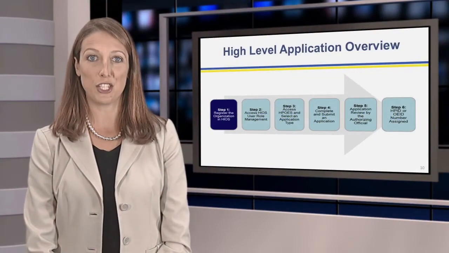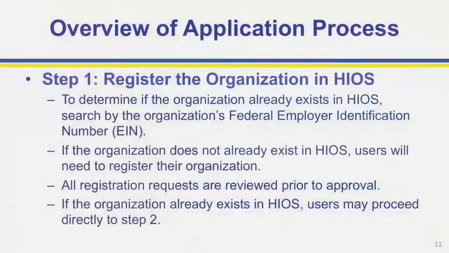The first step is registering the organization in HIOS. To begin the application process, you will need to register the organization within HIOS. We currently have a large database of organizations in the system. If your organization already exists in HIOS, you may proceed directly to Step 2 of the application process, which we will discuss next. In order to determine if your organization is registered, you can search by their federal EIN. Once the system has verified that the organization is not in HIOS, you will be able to register your organization. Please note that all registration requests are reviewed prior to being accepted into HIOS.